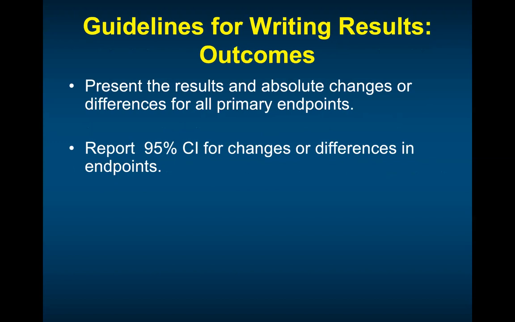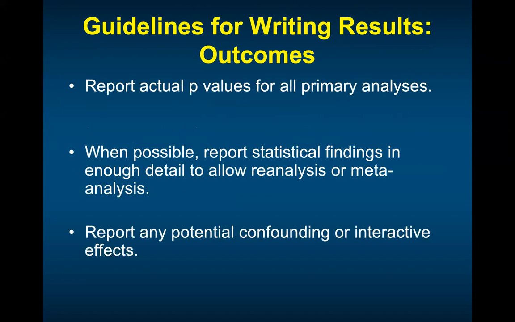For the main results on the outcomes, we report the results: X number of patients died out of this number in group A, and this in group B. And this is the relative risk, which is the change between the two groups. Report the 95% confidence interval for the endpoints. We report actual p-values for all primary analyses and report statistical findings in enough detail to allow reanalysis or meta-analysis.